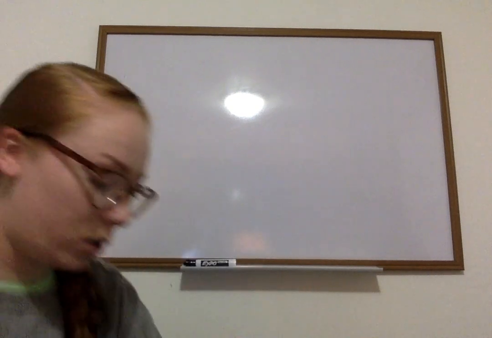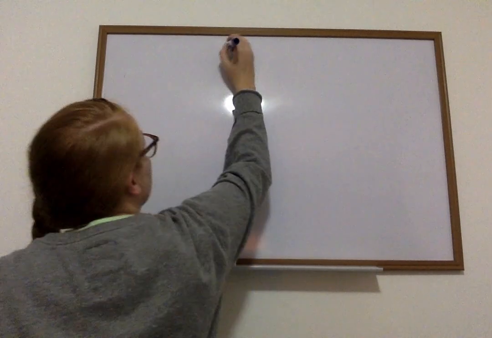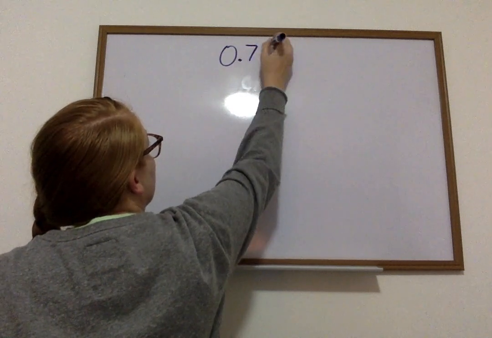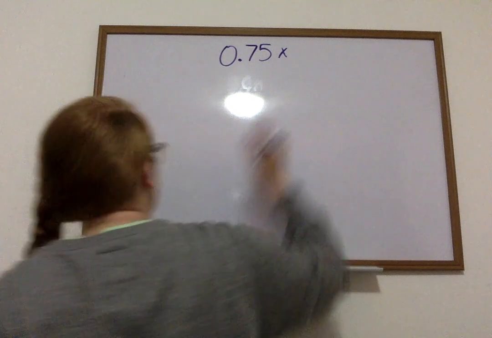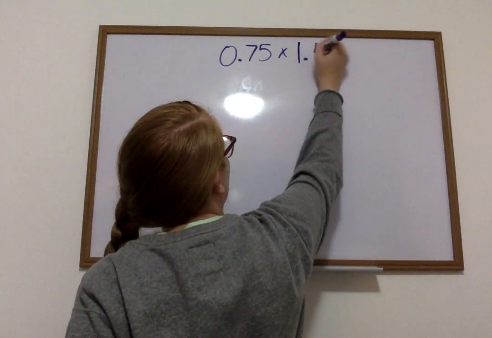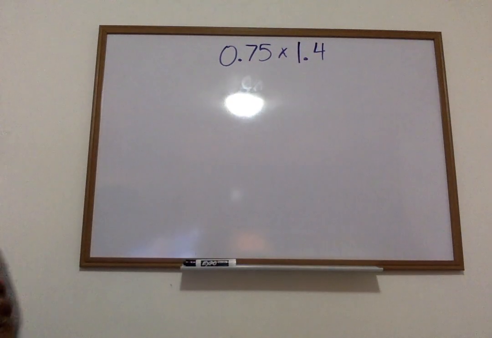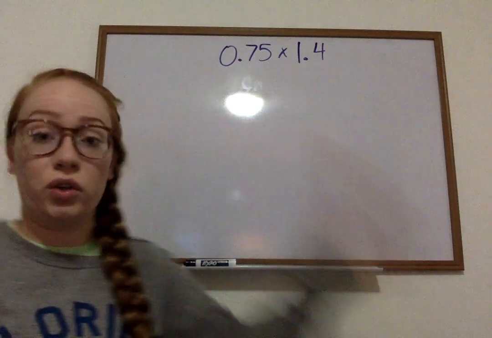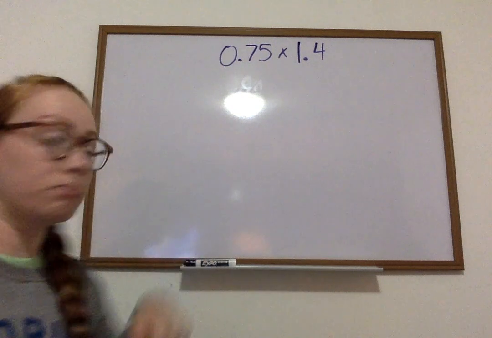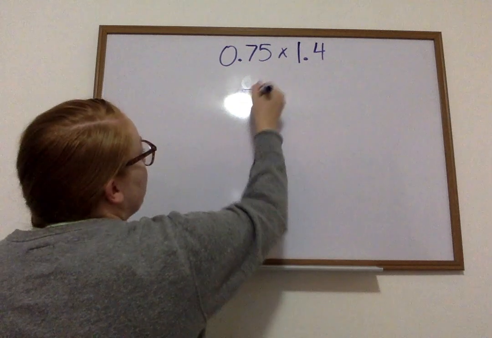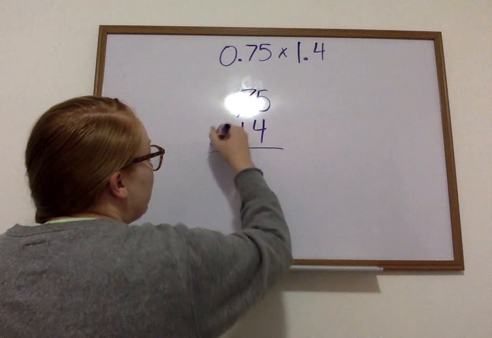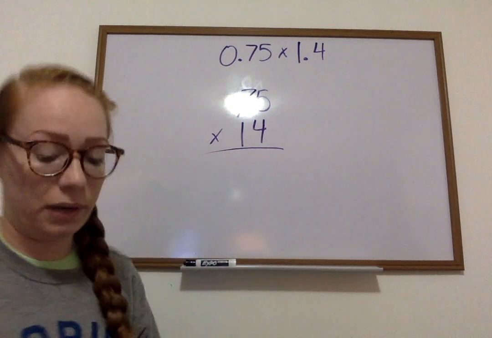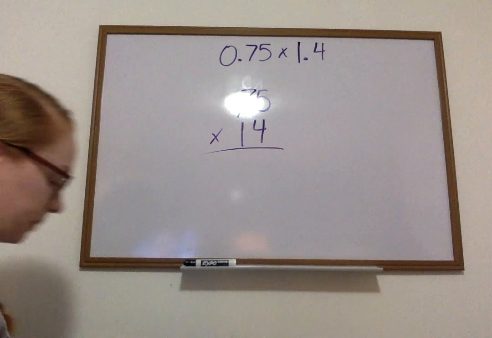What if I had an equation that looked like this? (75 hundredths) times 1 and 4 tenths. Well, we know that when we multiply decimals, all we're going to do is throw away the decimal, stack them on top. So we're going to take our 75 times our 14, and we're going to multiply them just like normal. We worry about that decimal at the very end.